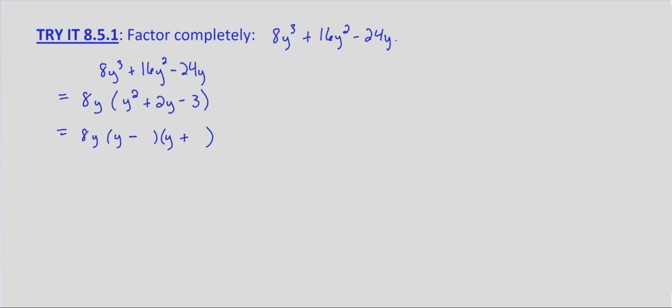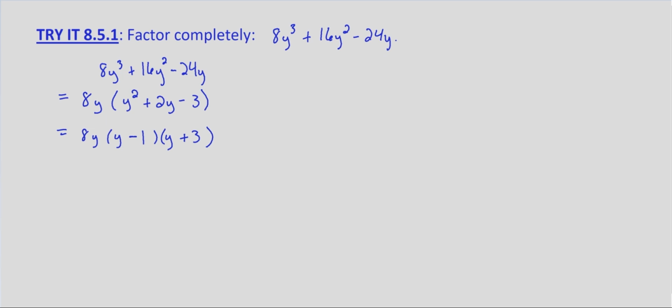So what multiplies to negative 3 and adds to 2? Well, we know that the factors of 3 are just 3 and 1. And we know that it's going to be the larger of the two that is going to be the plus, because we end up with a plus in the middle. So y plus 3 and y minus 1. 3 times negative 1 is negative 3, and 3 minus 1 is 2. So there is our factorization.